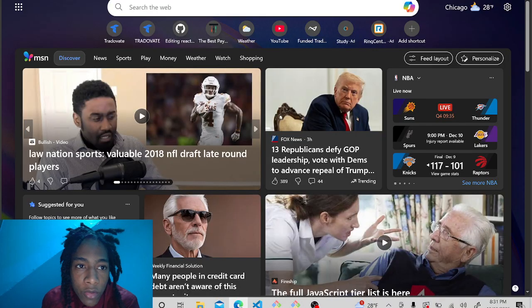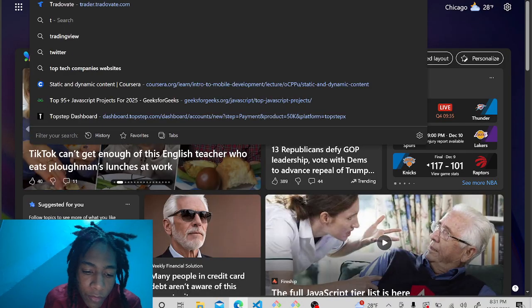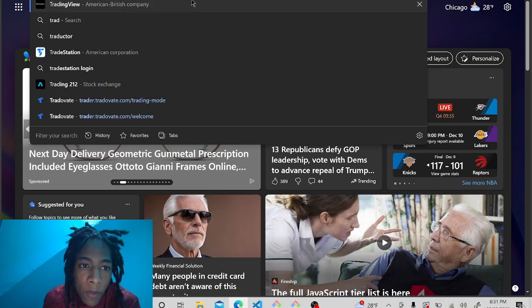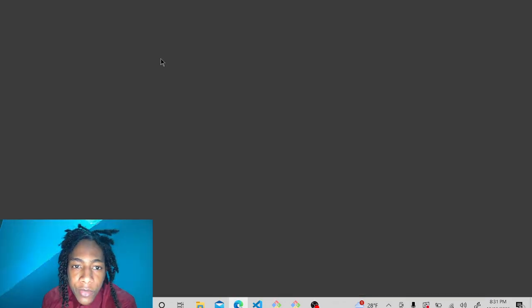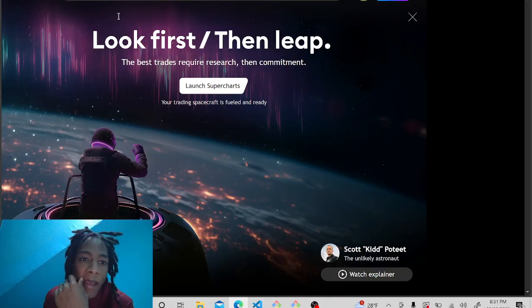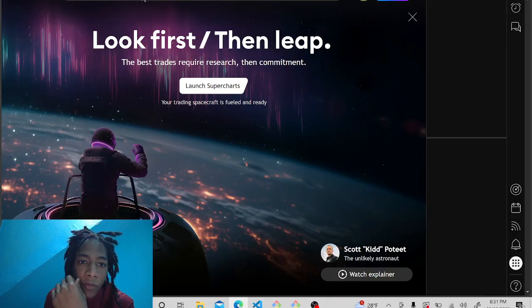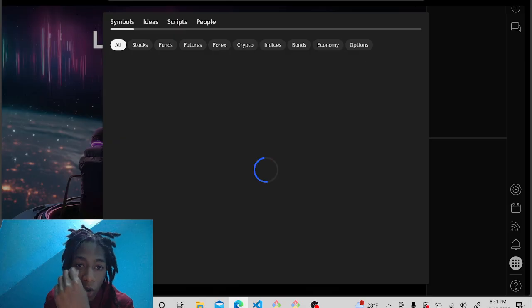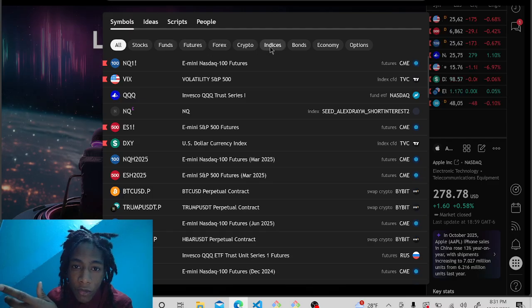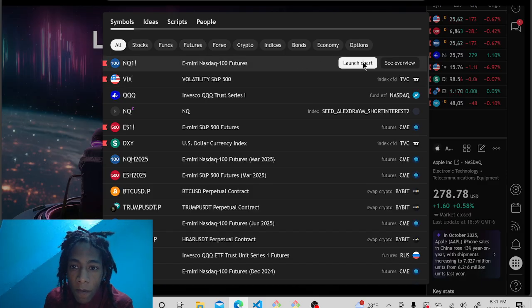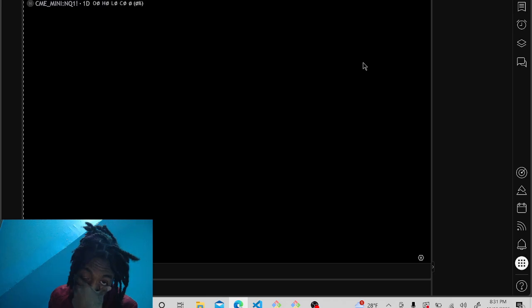So you know how prices move with TradingView and stuff, right? Understanding a basic quick recap of markets. You see on TradingView, you have all types of markets: stock market, funds, futures, forex, crypto, indices, bonds, economy, options, and all that. I'm in the futures market. That's what I trade. So you go to launch chart, for instance.